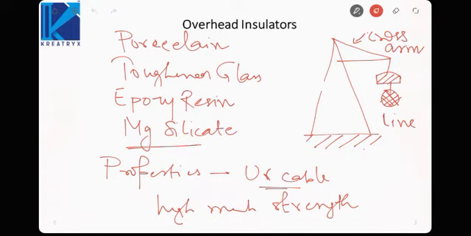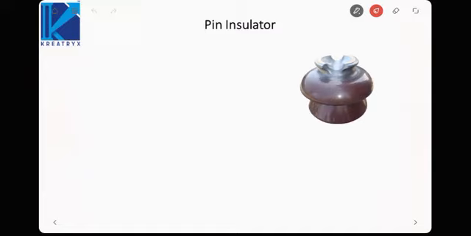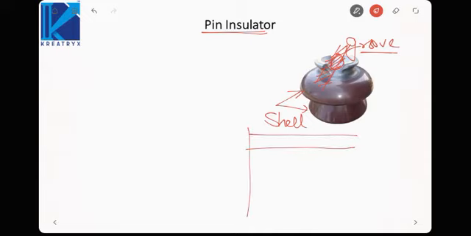Now there are various constructions of the overhead line insulator. First is called the pin type insulator, shown here. This structure here is called the groove. This is given here so that the transmission line can be placed or passed through this groove like this. These structures are called shells, and this is placed on the cross arm of the tower with the help of a pin. That is why it is called a pin type insulator. This is my cross arm.